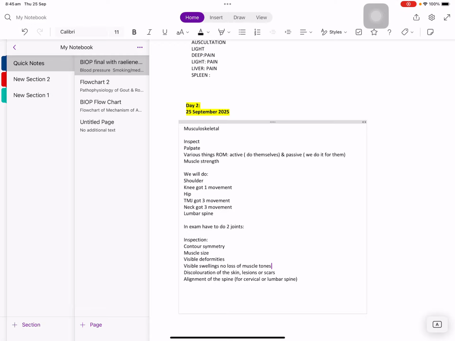No lesions, scars, bruising. And that's about it. So that would be the same for the 2 joints that you get. Then we palpate.